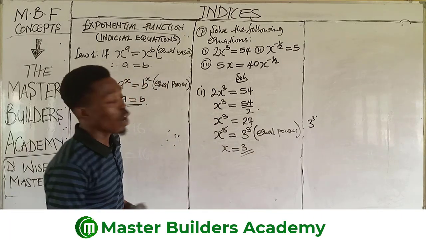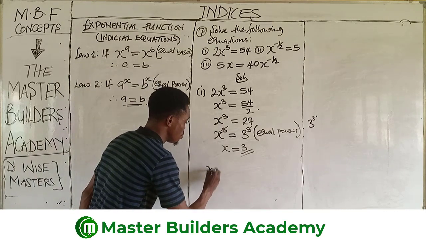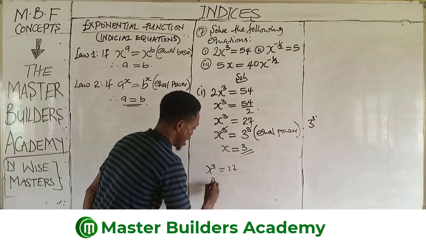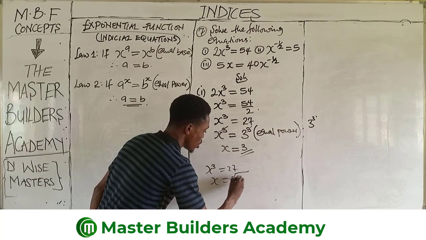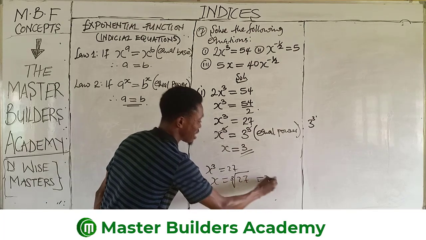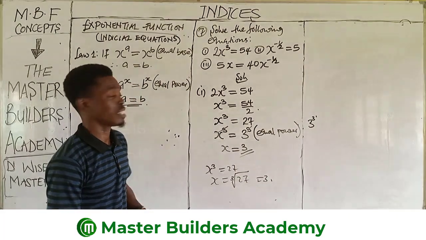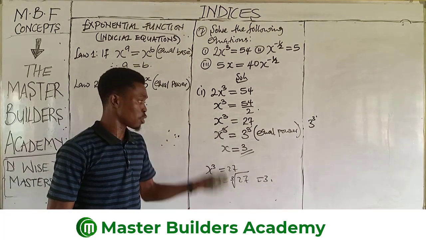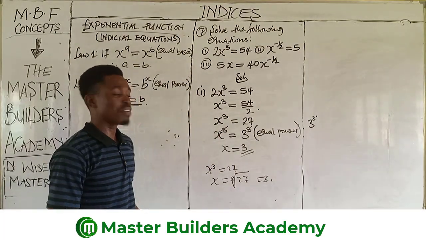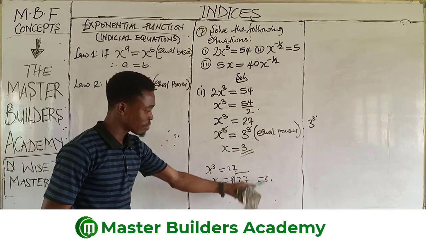That's how it is. But another way around, you can say x cubed is equal to 27, then x is equal to the cube root of 27, and you have 3, right? But we want to solve this question using indices format. That's the reason why we go through this process. So if any way you go through, you have the same result. Of course, it's 2 steps per each.